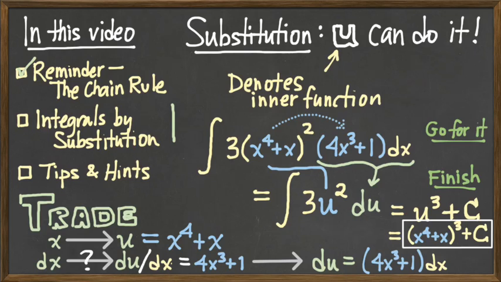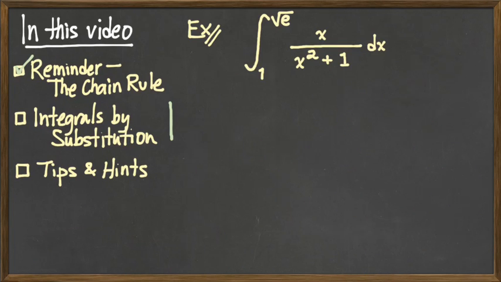Again, we knew that just thinking about the chain rule explicitly, but now we have a process, a method by which we can apply this backwards chain rule just by identifying a u and trading out x's for u's, and then trading out dx's for du's using the derivative of our inner function that we're substituting. Let's see how this works in a second example.